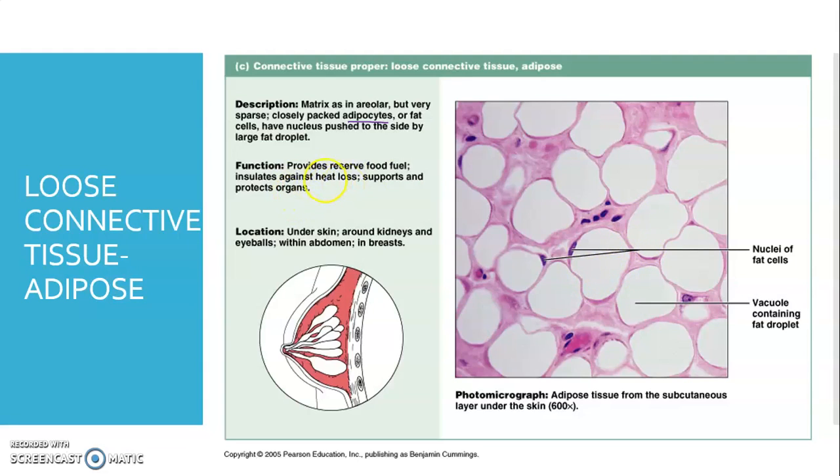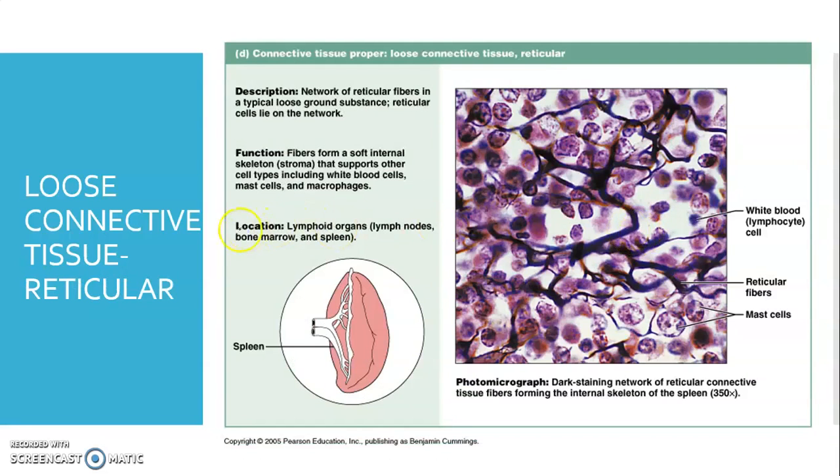It is used to provide reserve food fuel, of course, because of the adipocytes or fat cells, and also to insulate against heat loss. Let's say it is within the abdomen or under the skin, of course it becomes insulation, and also support within the abdomen, and it protects the organs. Of course, we can find a lot in the breast.